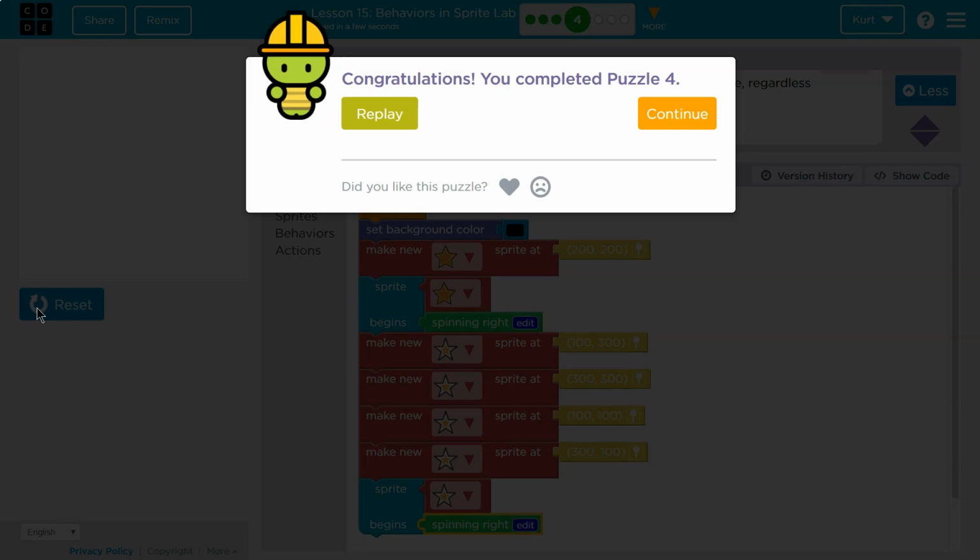This stuff is getting complicated, but it's going to be super useful. We're going to be able to make games with this. Let's keep going.